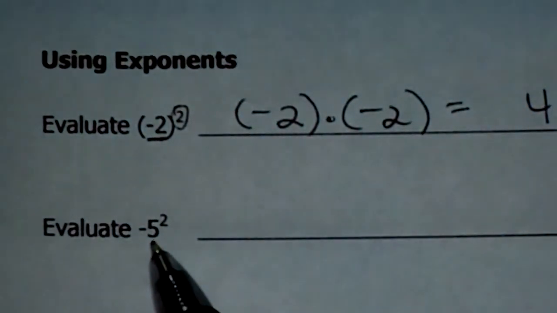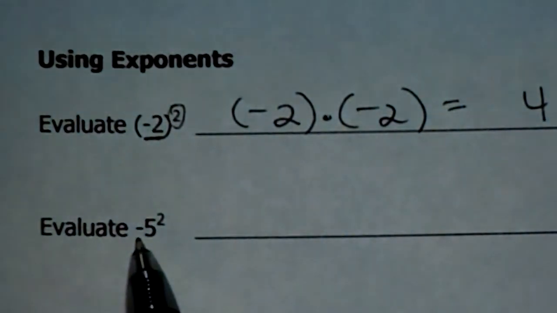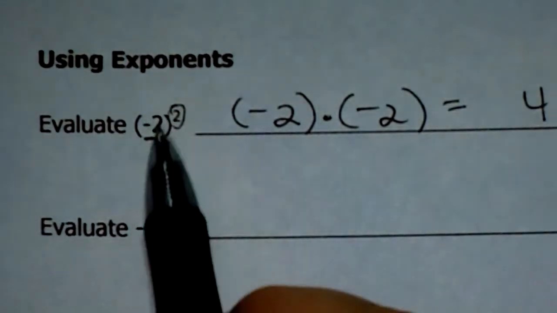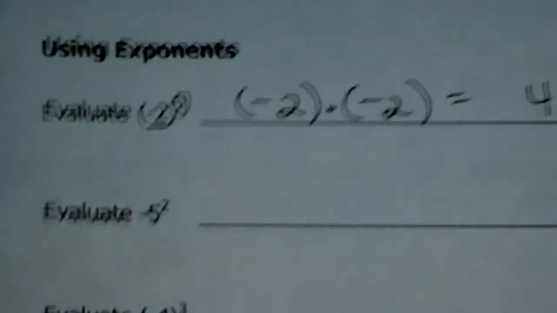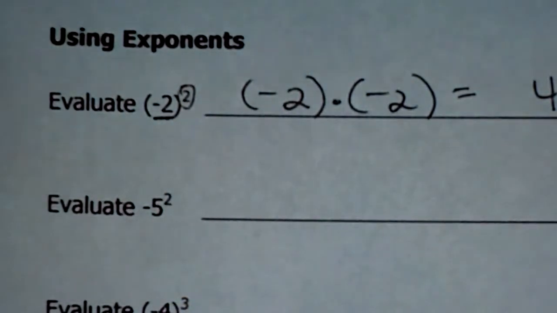Do you see how this one does not have parentheses around it? That's different. This isn't the quantity of negative 5 squared. This actually means the opposite of 5 squared. So if your base is not in parentheses, it's going to end up making a little bit of a difference. With this one, I kept the negative with the 2 because the parentheses forced me to do that.